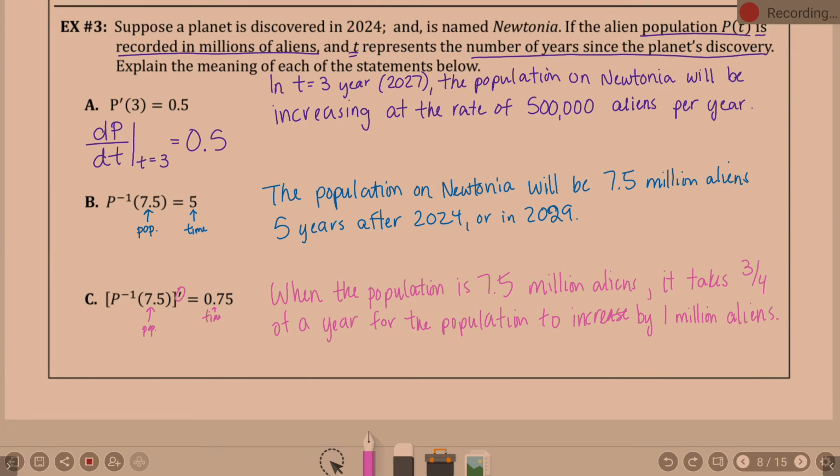Oh, like instead of saying 3/4 of a year, could you put 9 months? Yeah, you could. That's an equivalent measurement. Just like when we said 5 years after 2024, or we put 2029. It's the equivalent measurement, okay? As long as you're giving equivalent measurements and they're labeled appropriately. Like you said 500,000 earlier, I said 500,000. Same thing, okay?